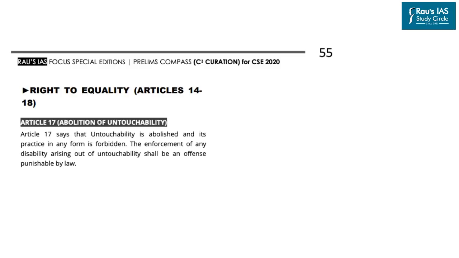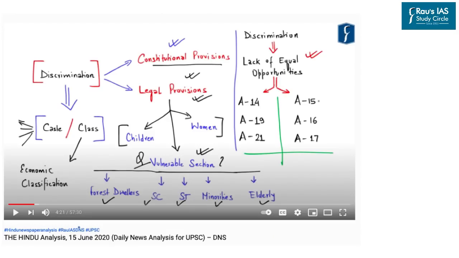Now, this aspect has also been covered in the Prelims Compass magazine, which is a subject wise yearly compilation, and it is released just prior to your prelims examination. And as you can see, it covered very specifically right to equality, covering Article 14 to 18 and also mentioning Article 17. Now, similarly, this topic was also discussed in the DNS dated 15 June 2020, where discrimination was discussed in detail.